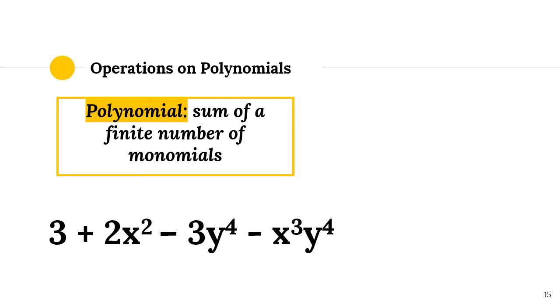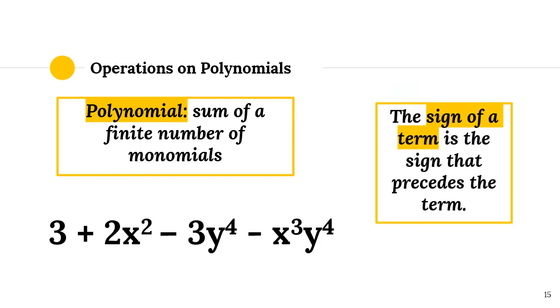Okay, let's continue. Using the same example that we had earlier, 3 plus 2x squared minus 3y to the fourth minus x cubed y to the fourth. The sign of a term is the sign that precedes the term. So let's identify the terms first. We have 3, 2x squared, negative 3y to the fourth, negative x cubed y to the fourth. The sign of a term is the sign before the term. That's what precedes means.